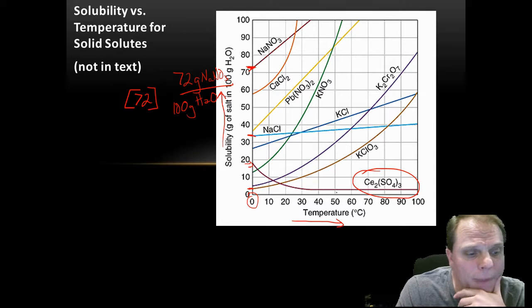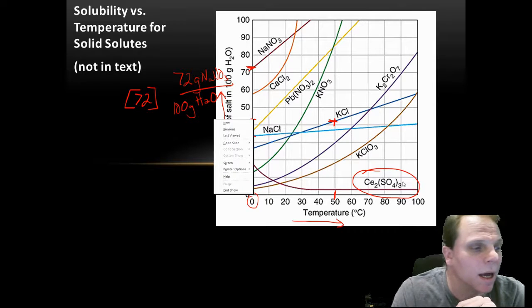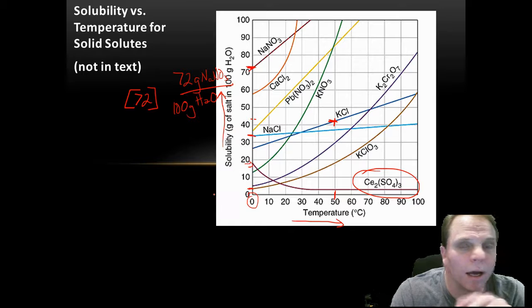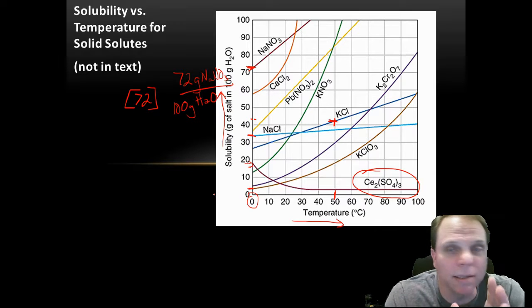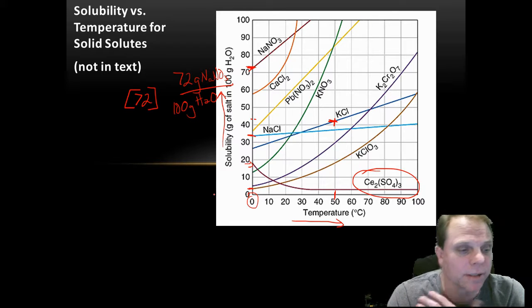And you can also ask, what happens at 50 degrees? At 50 degrees, how much potassium chloride can I have, basically? Well, you'd go up to where the potassium chloride line intercepts that 50 mark, and you come over and you see it's about 42, 43 grams of potassium chloride that is able to be dissolved into my 100 grams of water at 50 degrees Celsius.